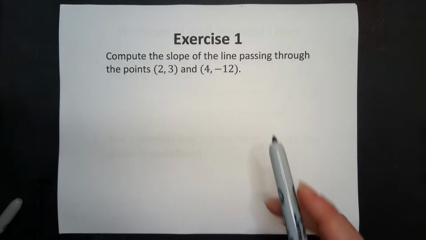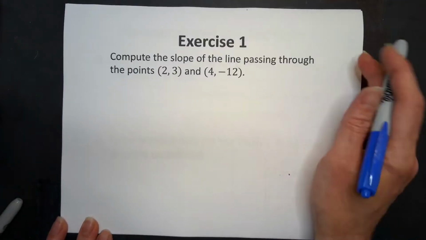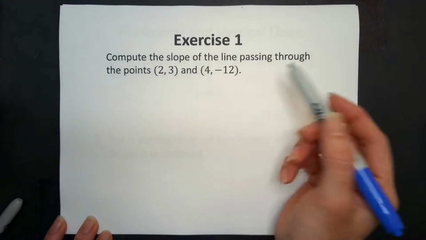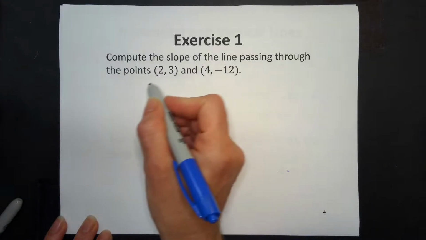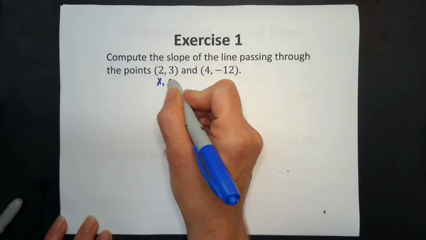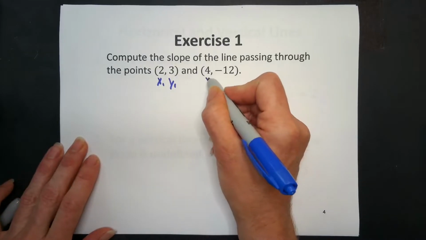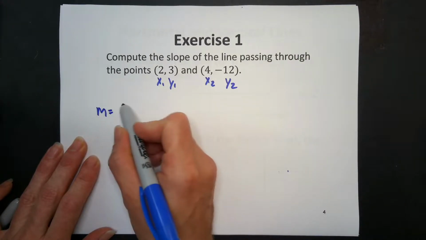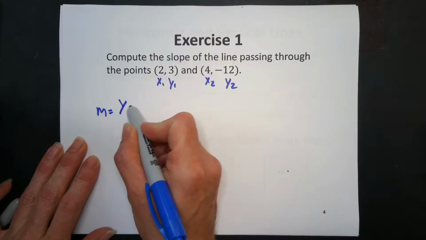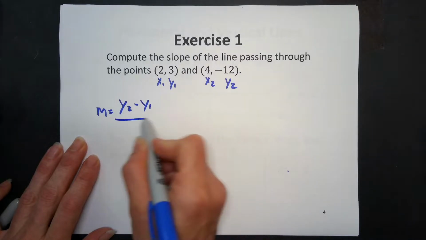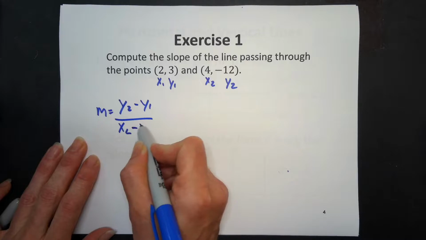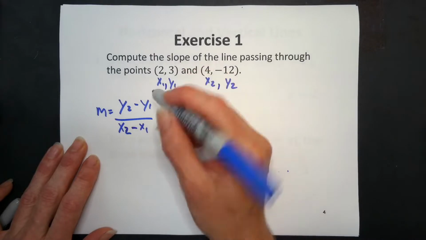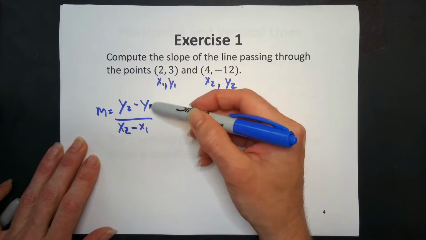So next, this first exercise says compute the slope of the line passing through these 2 points, and it gives us the points (2, 3) and (4, -12). In doing this, the first thing you want to do is label your points. It's always helpful, keeps track of things. And then write your formula down. So it's going to be the changing y's, y2 minus y1, over x2 minus x1. And it really doesn't matter which point is first, as long as you keep the y's over the respective x's, you should be fine.